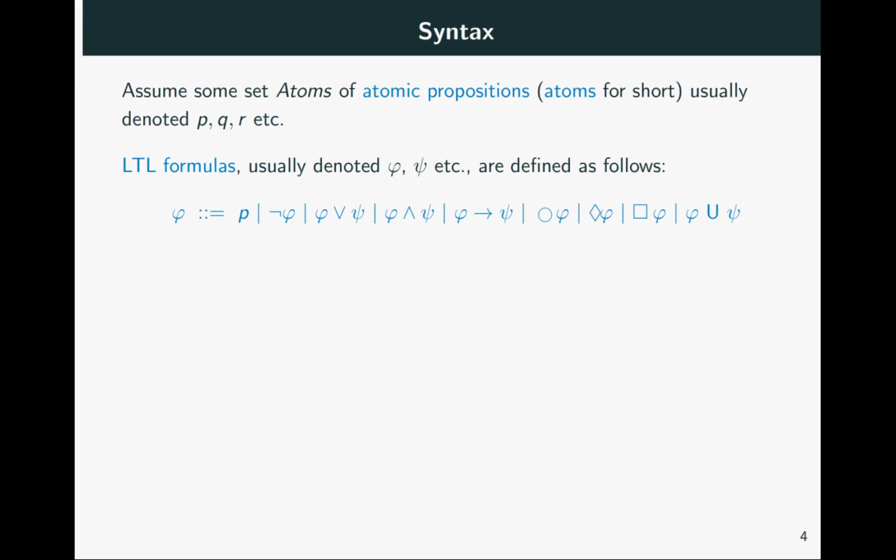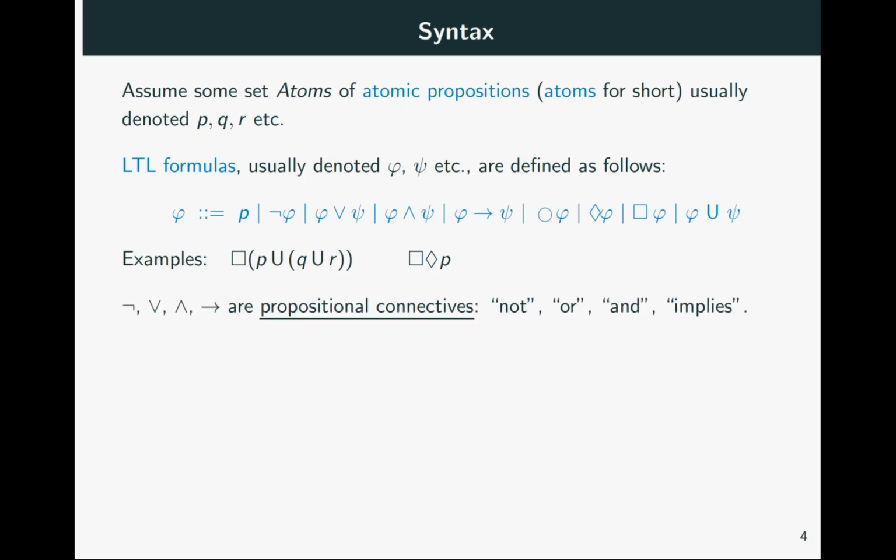As usual, we use parentheses when needed in order to make the formulas unambiguous. This is an example of a correct formula, which is read always P until Q until R. Sometimes we don't need parentheses, as in this formula, which is read always eventually P, which expresses one of the patterns we discussed before.